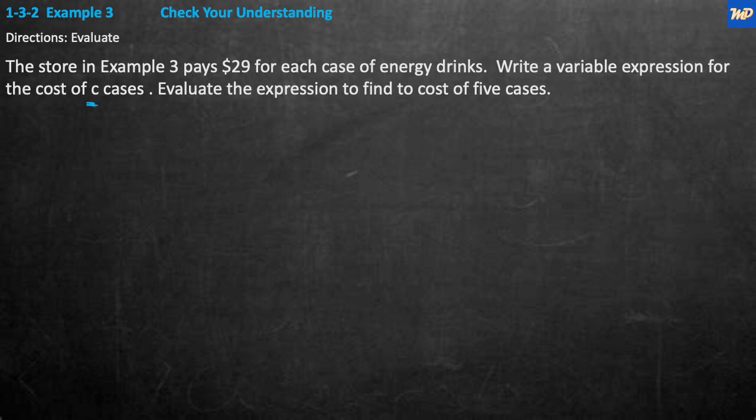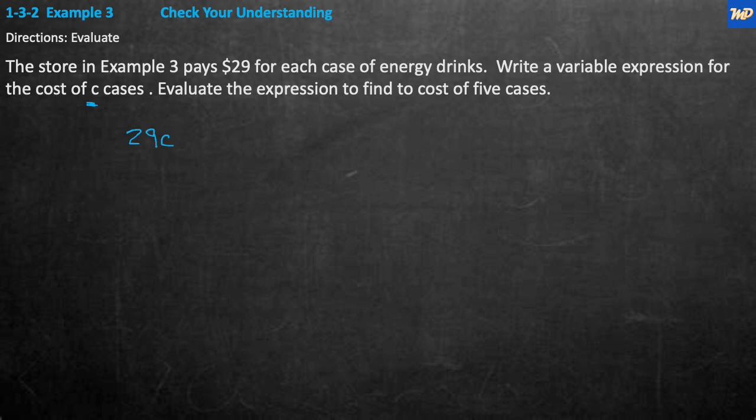So what is that variable expression? Well, we know it's $29 per case. And if you want C cases, you're going to say 29 times C. So your variable expression is 29C. C is the number of cases. If you replace that with 5, you're going to get 5 times 29, and if you had a dollar sign out here, it would make dollars. It might make more sense since it's a story problem. But then over here it says, write a variable expression for the cost of C cases and evaluate the expression for 5 cases. So what is the answer for that?